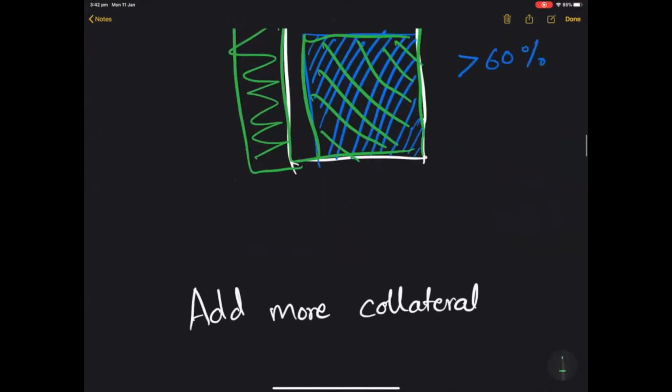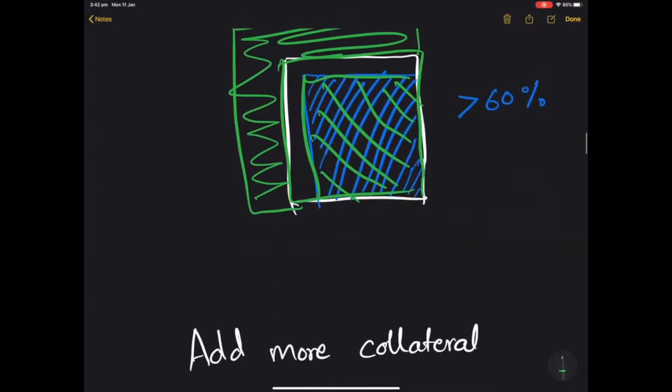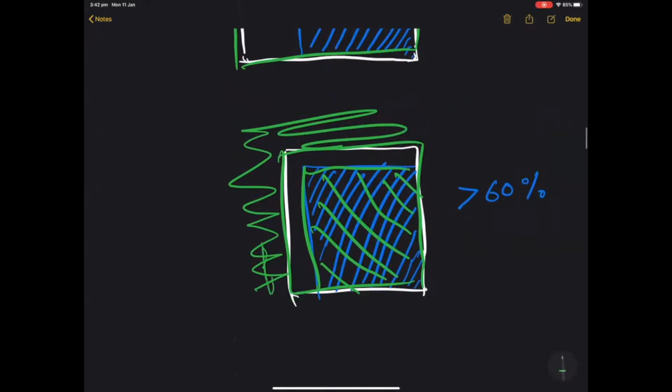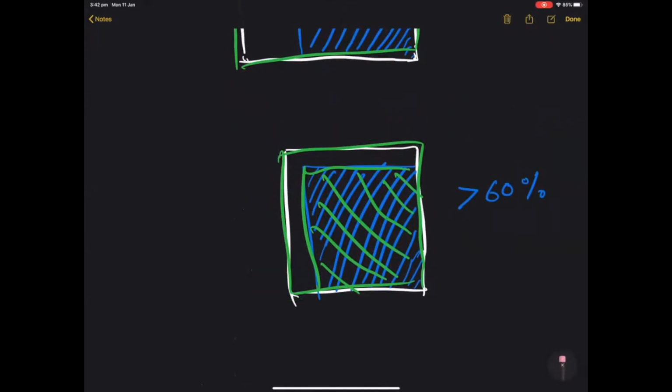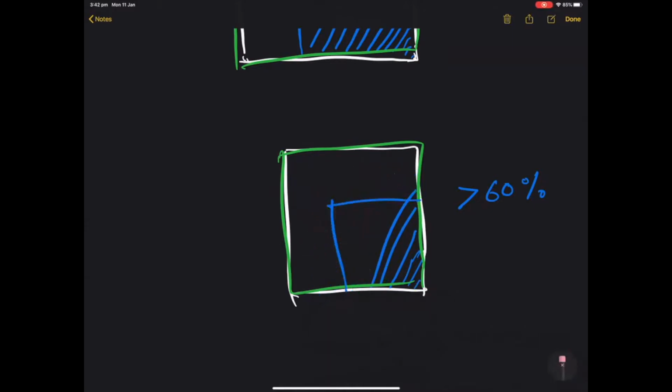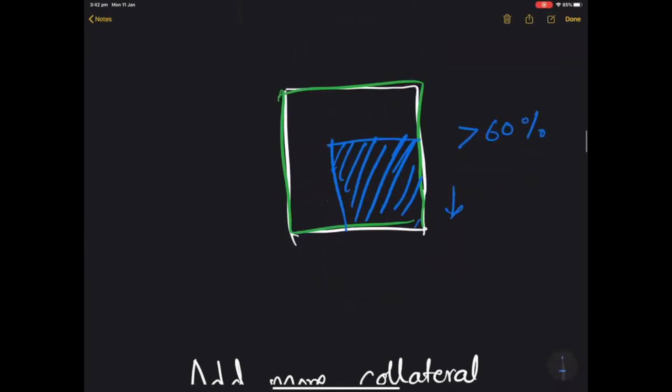Or you can reduce borrowing. So you can redeem, so that if you don't want to add more ETH, then you can always say, okay, I will reduce my borrowing to this much. So instead of having more borrowing, now I have reduced my borrowings. So basically you pay down your debt.